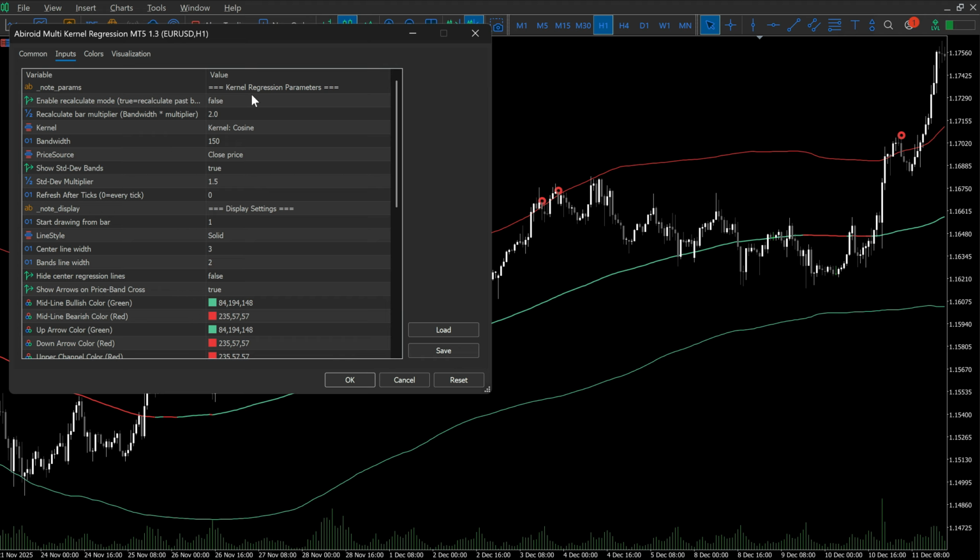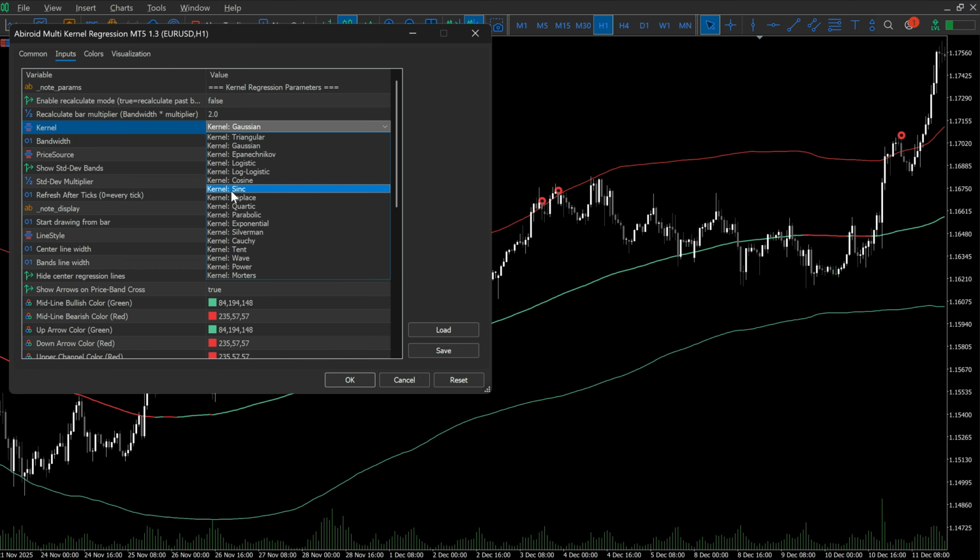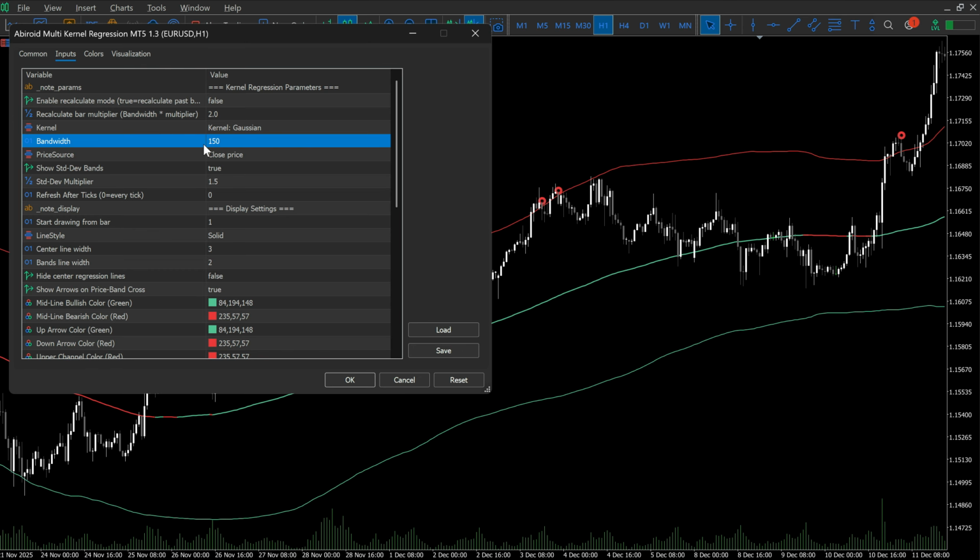And if you're unsure about which kernel to choose, I would suggest initially just start with Gaussian or the default one and experiment with the bandwidth first, and then experiment with the standard deviation depending on the type of pair that you have. And if you're only interested in the overall trend, then you can also set these bands to false, and then you'll just get the central line.